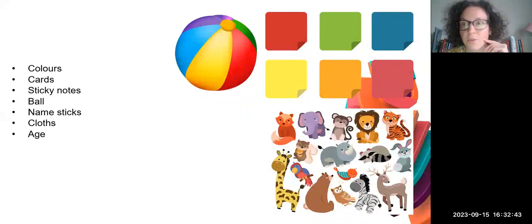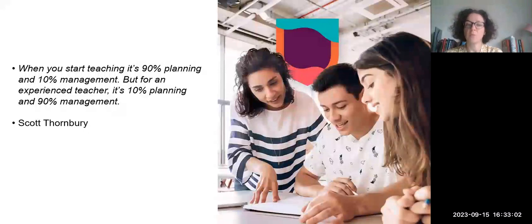Or when you put a cloth on the table, for example, those who sit at this table are speaking and they have to change. You can line your students by age, alphabet, numbers. You can ask them to do that, like who goes first, and so on. And remember that when you start teaching, it's 90% planning and 10% management. But for an experienced teacher, it's 10% planning and 90% management, says Scott Thornbury. But there is never 100% management and 0% planning.